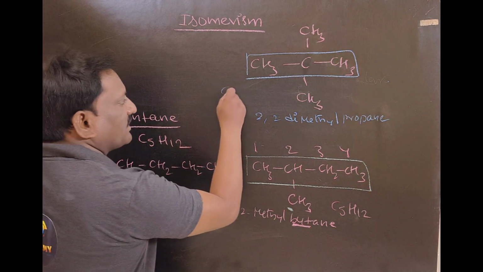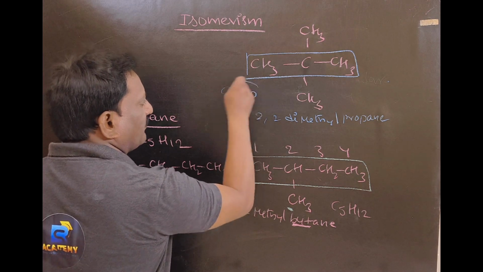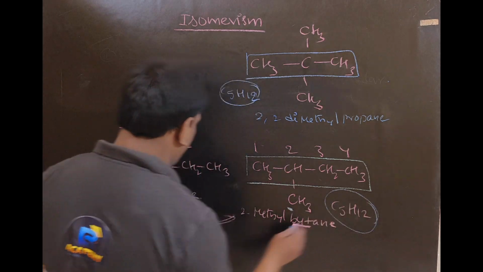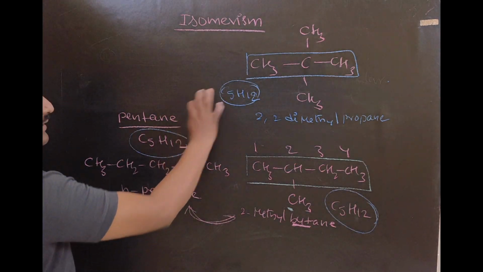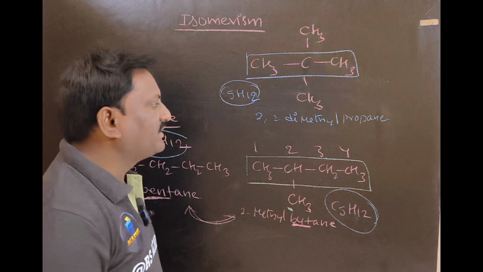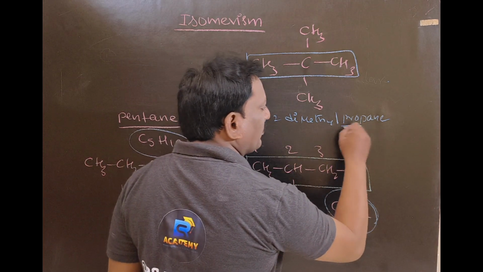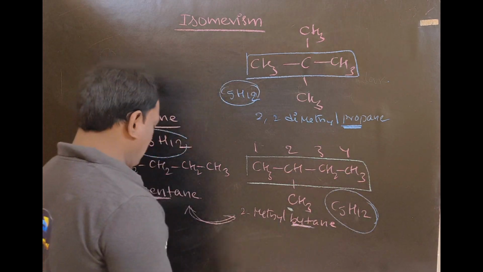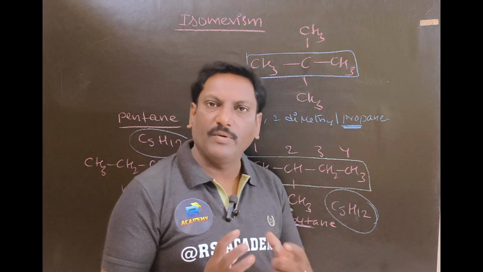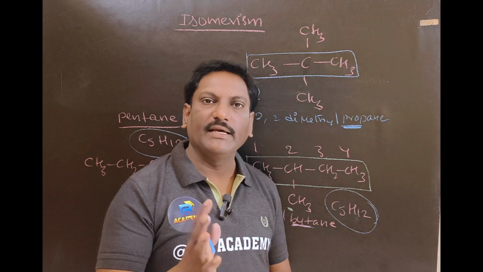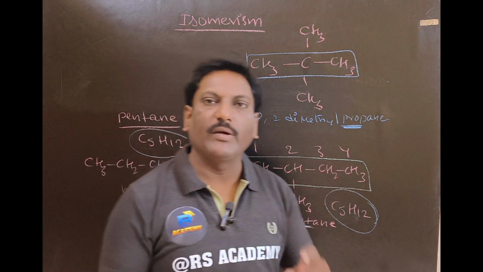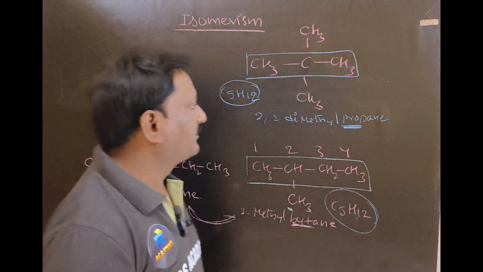So this one also has the same chemical formula and a different parent chain. Here the parent chain is prop, here the parent chain is but, here the parent chain is pent. So those compounds having the same chemical formula but differing in their parent chain are called chain isomers. This phenomenon is called chain isomerism.